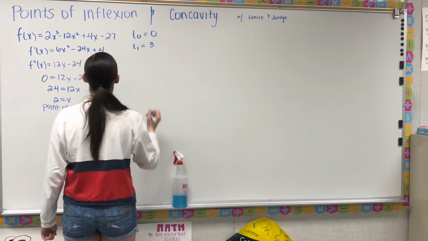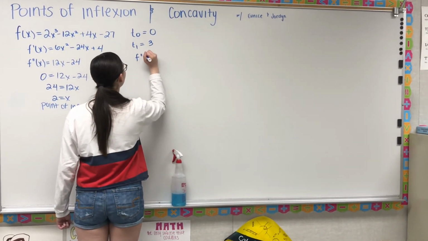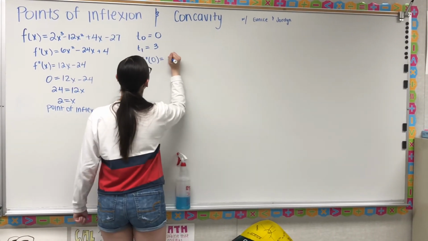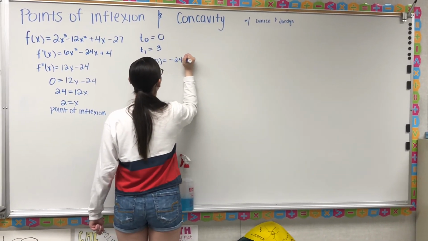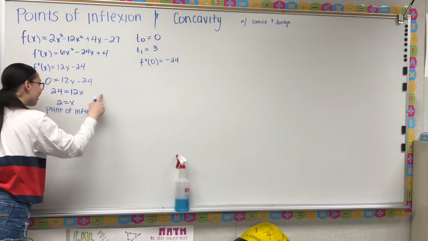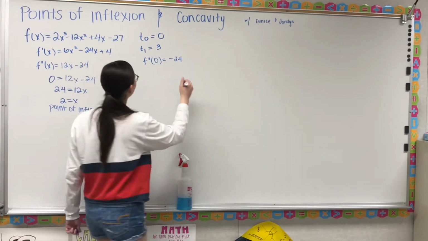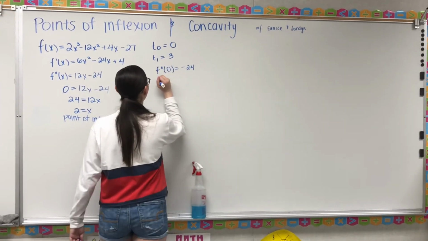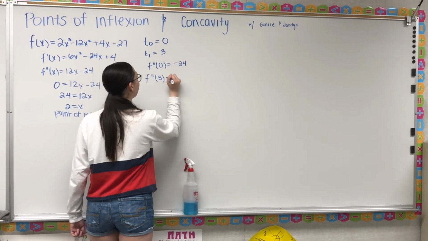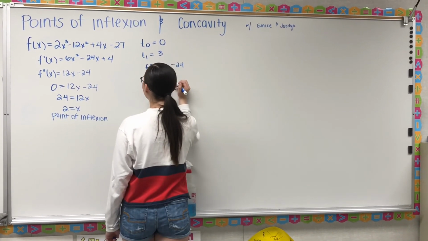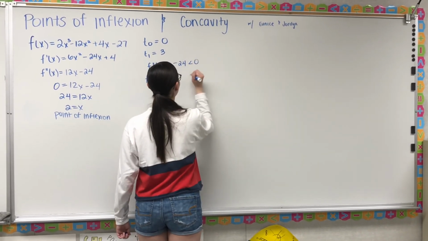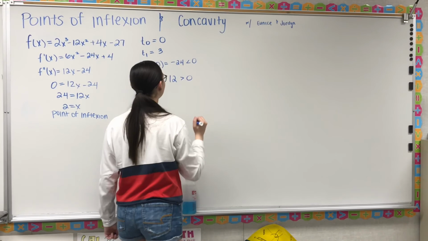So first we're going to plug in 0 to the equation, which is 12 times 0 minus 24, which is equal to negative 24. Then we're going to plug in 3. So when plugging in 3, we have 12 times 3 minus 24, which gives us 12. Negative 24 is less than 0, and 12 is greater than 0.